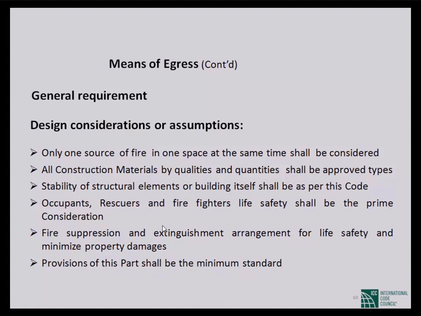All construction material, by quality and quantity, shall be of approved type. Stability of a structural element or the building itself shall be as per this code. Occupants', rescuers', and firefighters' life safety shall be the prime consideration. I repeat, life safety shall be the prime consideration. Fire suppression and extinguishing are for life safety and to minimize property damage. So you understand, fire suppression and extinguishing are secondary. That is to minimize property damage, not the main life safety issue.